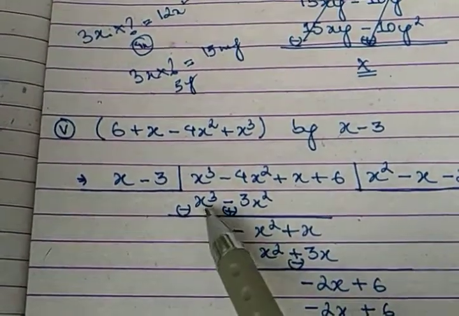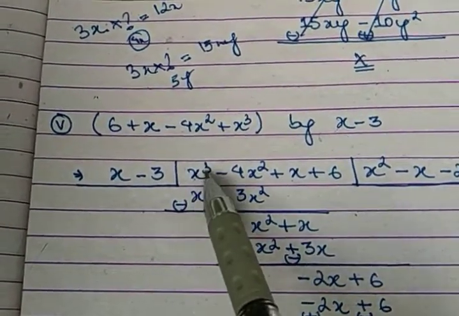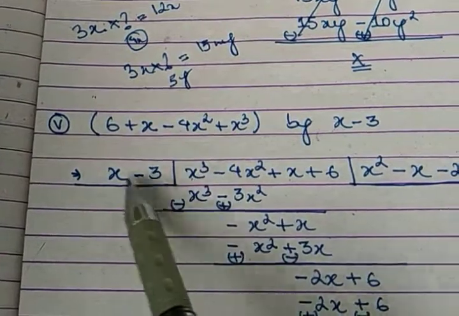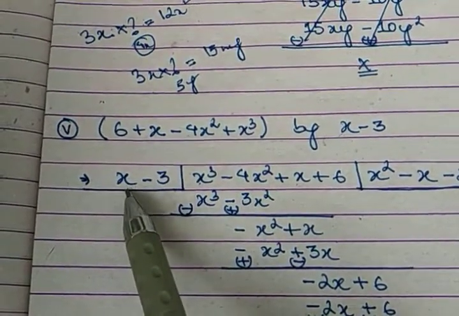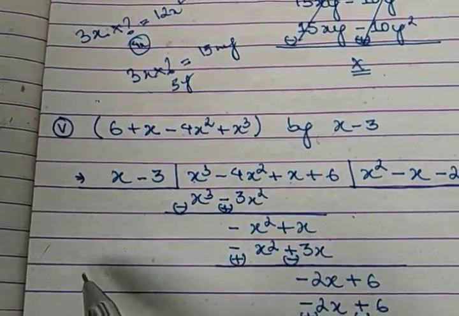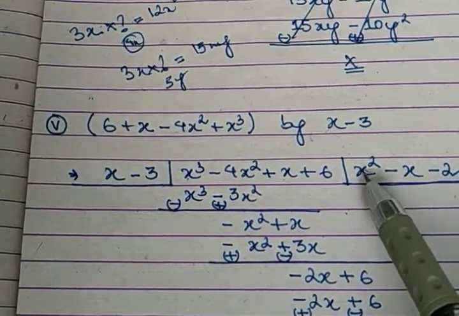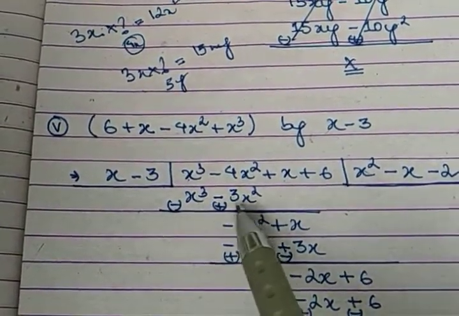Simply follow the first term first. X cubed in the dividend, the divisor we got x. What should I multiply with x to get x cubed? Plus x squared is the answer. So plus x squared, we multiply both the terms.